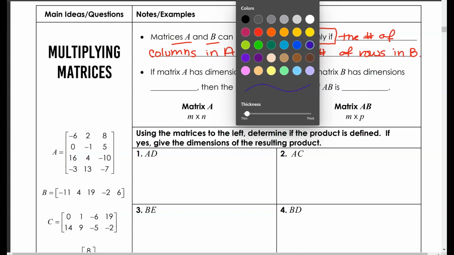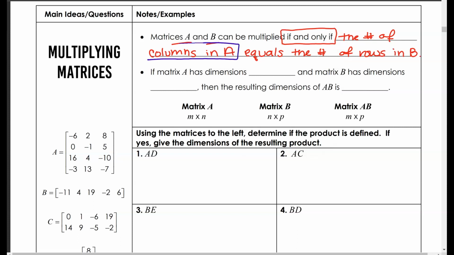So A and B can be multiplied if and only if the number of columns in A, so we are talking about the columns in A, equals the rows in B. Okay, so we are comparing columns to rows.